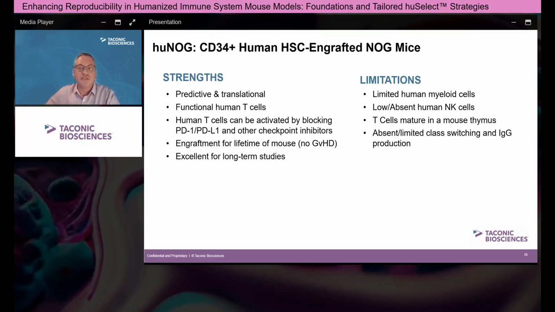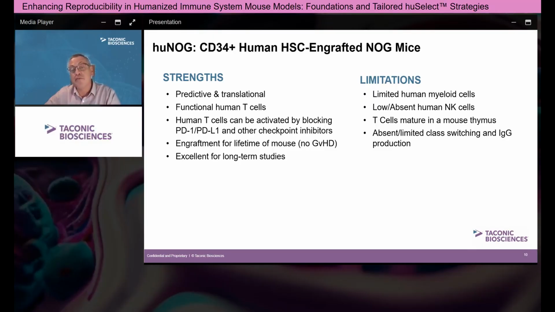So a regular HSC-engrafted NOG has some strengths and some limitations. There are numerous studies using these in both research and drug development that have shown it to be predictive and translational, specifically with regards to demonstrating function of human T cells. In particular, these have been used extensively to demonstrate efficacy for various checkpoint inhibitors.